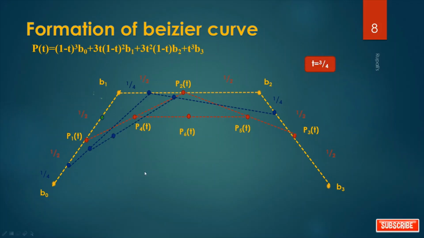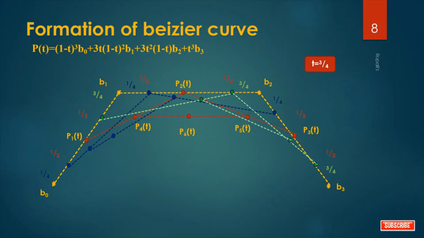And when the value of t is say 3/4, then it is P1(t), it is P2(t) and it is P3(t). After joining I get P4(t) and P5(t). After joining I get P6(t). So finally I get these 3 points, for t value half, t value 1/4 and t value 3/4. And this one is the starting of the curve and this one is the ending of the curve. So I get the whole curve.